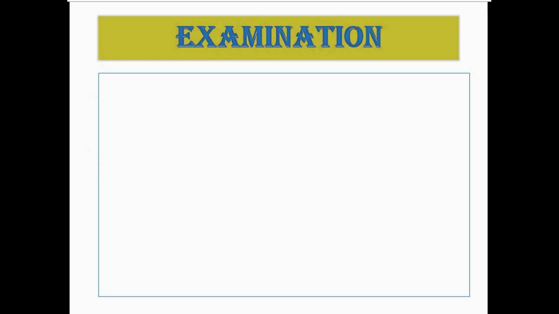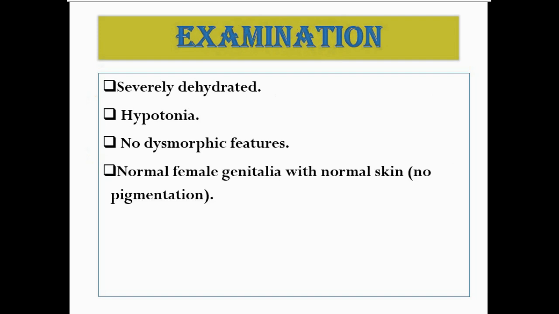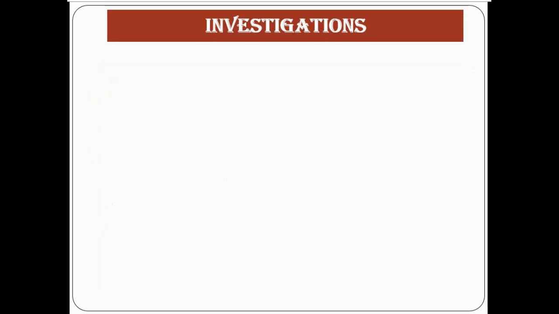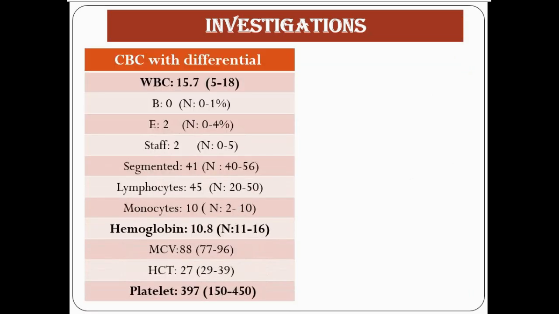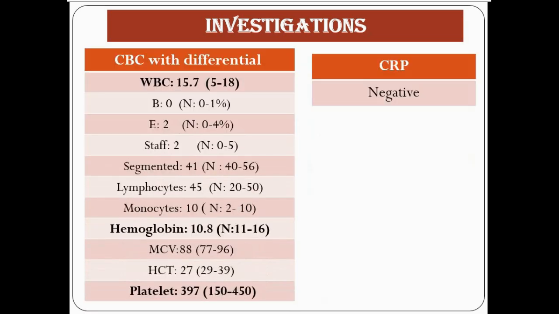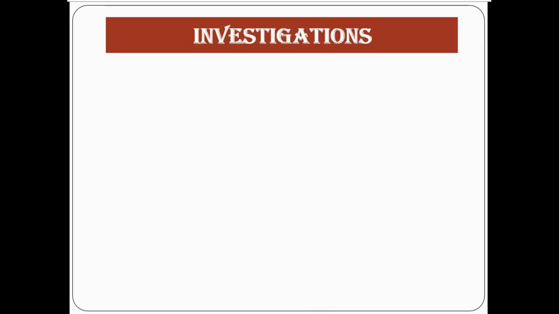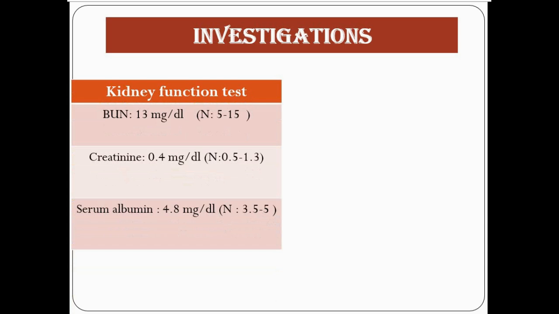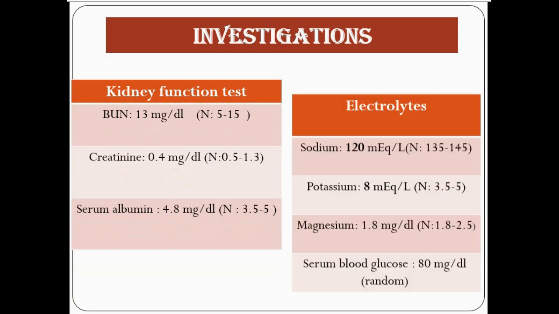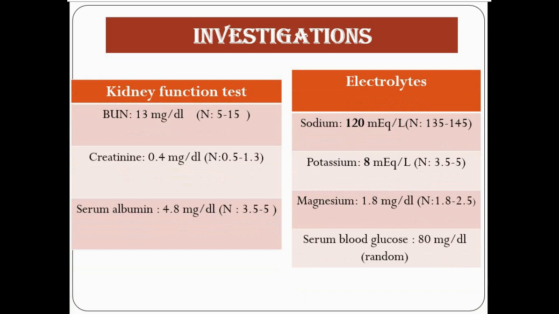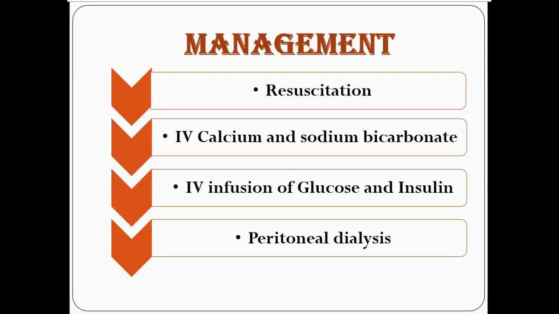On examination on admission, she was severely dehydrated, hypotonic, with no dysmorphic features, a normal genital examination, and a normal examination of other systems. Investigations revealed a normal CBC, negative CRP, and venous blood gases showed a normal anion gap metabolic acidosis. Kidney function was totally normal, and the patient had hyponatremia, hyperkalemia, and normal blood glucose.